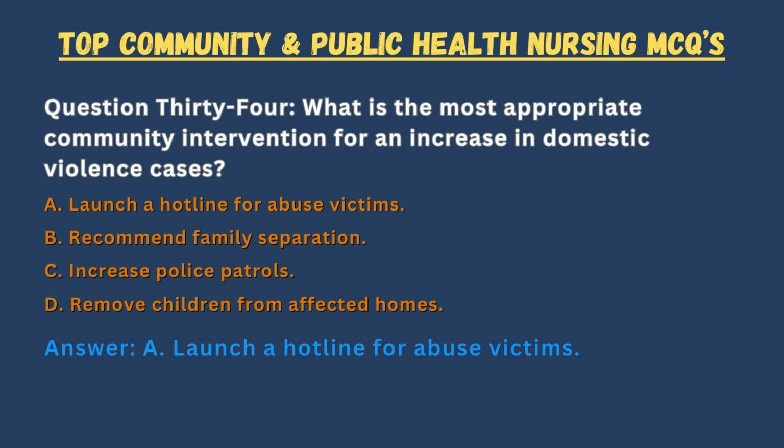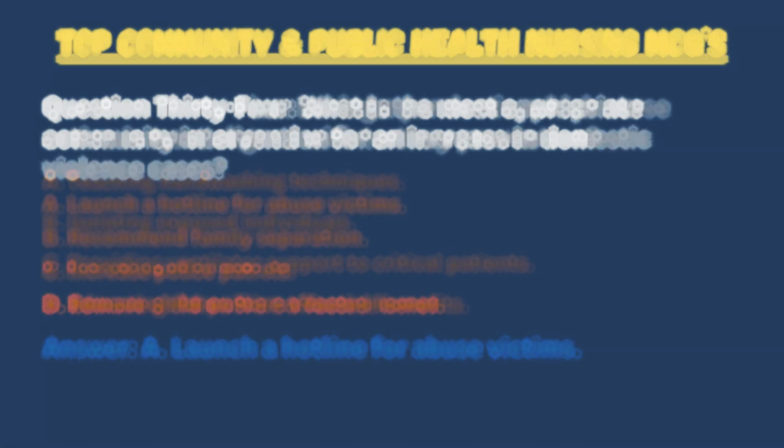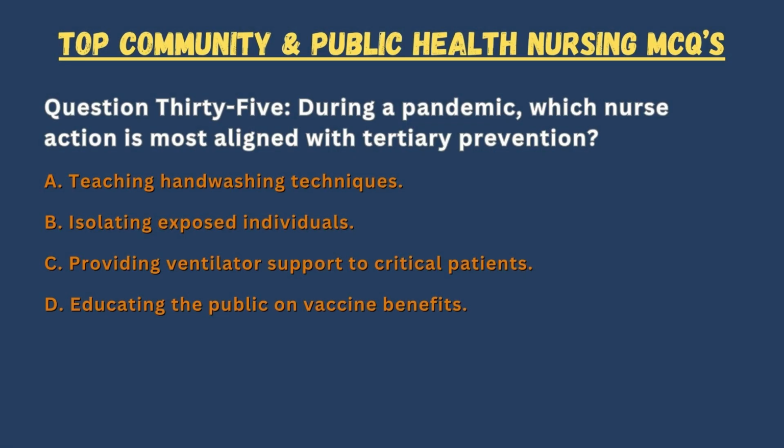Answer: A. Launch a hotline for abuse victims. Question 35. During a pandemic, which nurse action is most aligned with tertiary prevention? A. Teaching hand-washing techniques. B. Isolating exposed individuals. C. Providing ventilator support to critical patients. D. Educating the public on vaccine benefits.